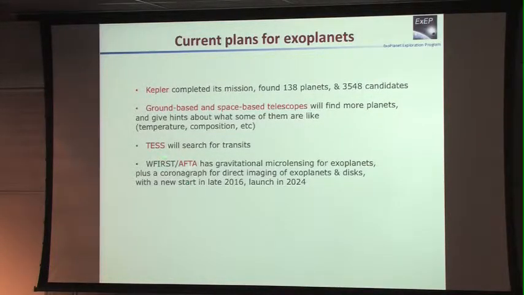And then the big thing that's coming up is what was called WFIRST, which was recommended by the 2010 Decadal Survey on Astronomy, and is now called AFTA, and probably will change its name again at some time. And the whole idea here is that it has on board a gravitational microlensing technique that you saw, plus now has been added a coronagraph for direct imaging of planets and disks around stars, a whole different topic. And the mission start is to be in October of 2016, and a launch in 2024 is the current idea.